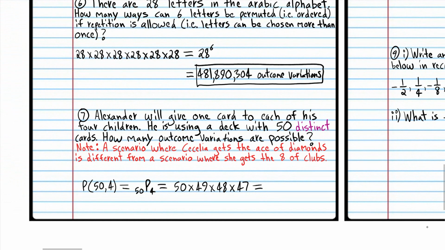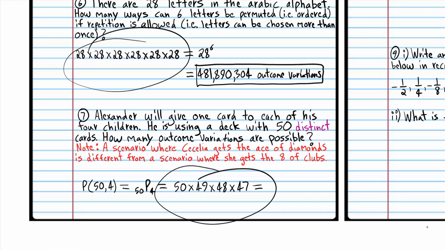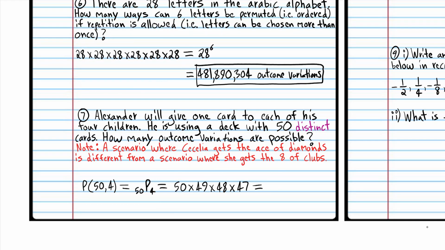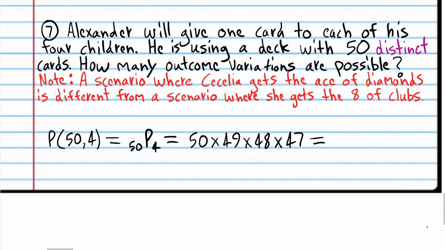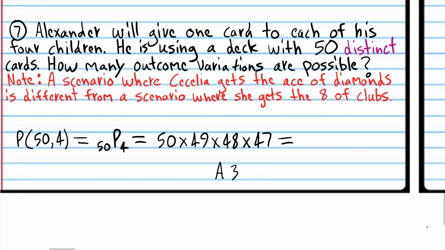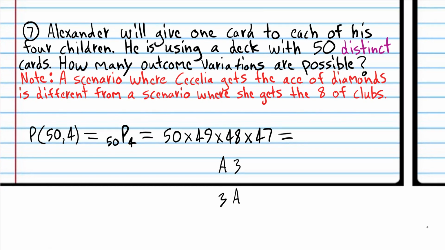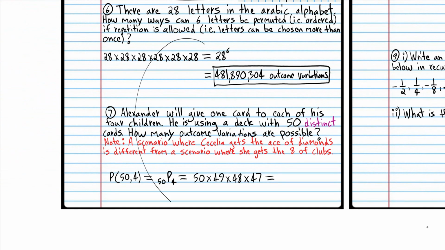Now it's important to understand that both of these scenarios count permutations. They count the different orderings. So if Cecilia gets the ace of diamonds, and then Bobby gets a 3 of spades, that's a different situation if Cecilia gets the 3 of spades and Bobby gets the ace of diamonds. So you're counting the different permutations, the orderings, in both of these scenarios.